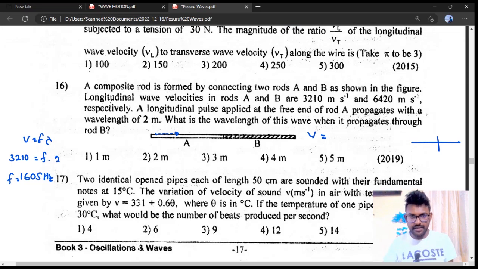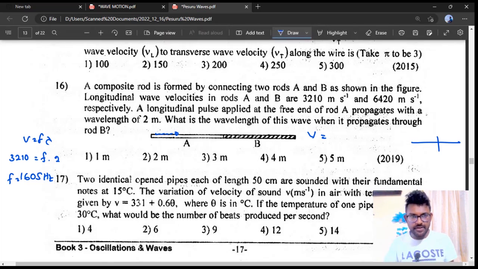Now here you can see two media, one is A and the other one is B. Even though it seems like the same rod, they are two media with different speeds. It could be the Young's modulus that is changing. We know that V equals root of Young's modulus over rho. It could be the Young's modulus or the density that changes. By changing these two, we can change the velocity of the longitudinal wave.